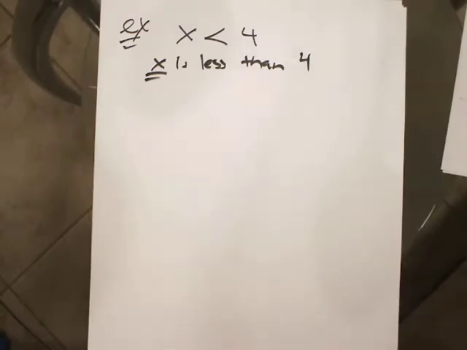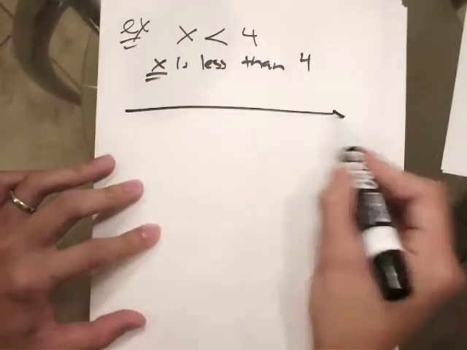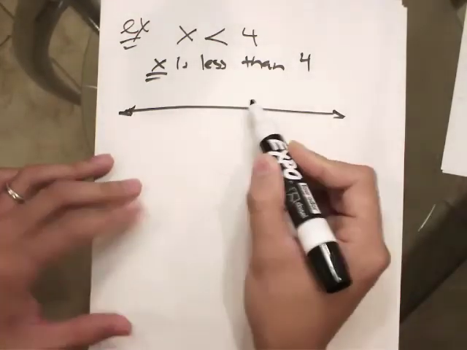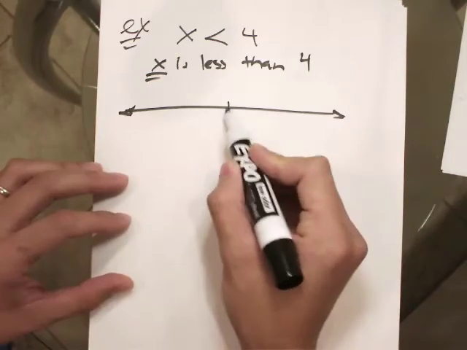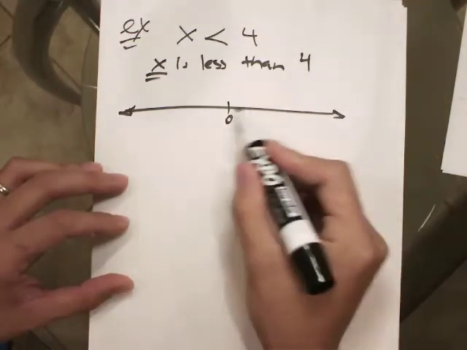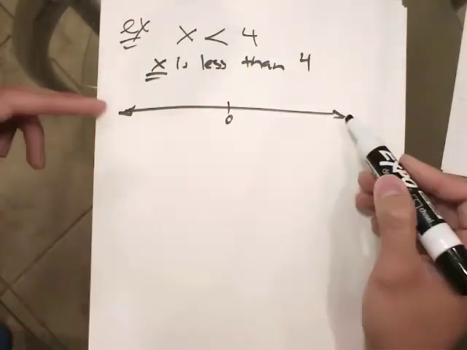So how do we actually graph this on a number line? Well, the first thing that you need to do is to have a number line first. Always locate the 0. It's right there, right in the center. And we know that 4 is on the right-hand side of 0, so let's go ahead and locate 4 as well. So first we have our number line.